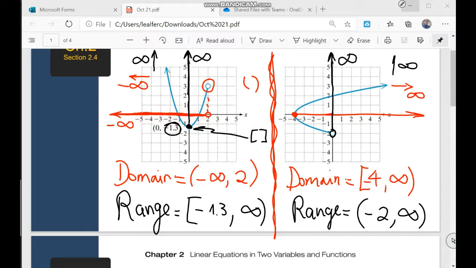Okay, those are the traps, the items that you need to pay attention to: the arrow, the open dot, and the closed dot.